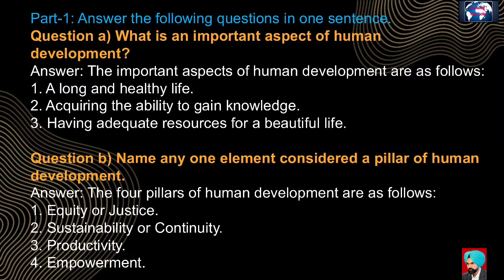Answer: The important aspects of human development are as follows. 1. A long and healthy life. 2. Acquiring the ability to gain knowledge. 3. Having adequate resources for a beautiful life.